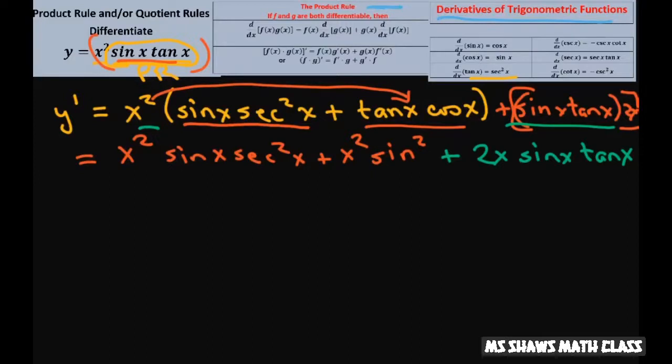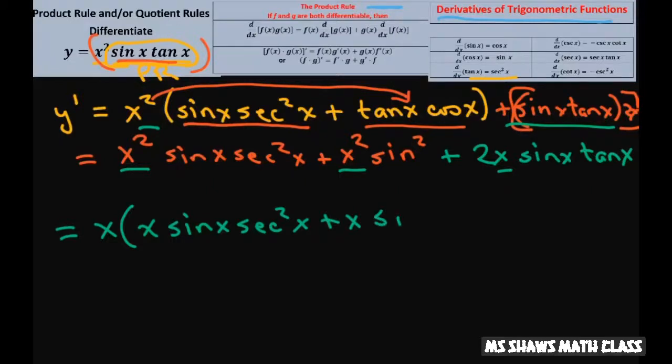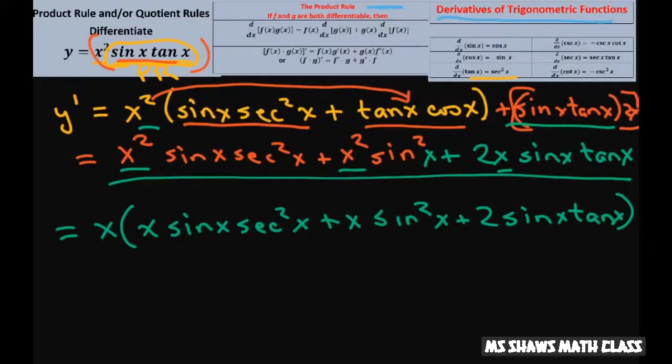You could actually factor out an x if you wanted to. So we can do that. Let's do that. So factor out an x. You're going to get x sine x secant squared x plus x sine squared of x, and then plus 2 sine x tan x. You could do that, but this is fine too. That's it.